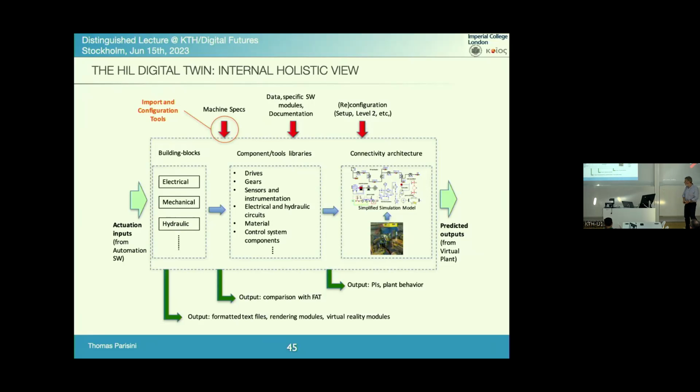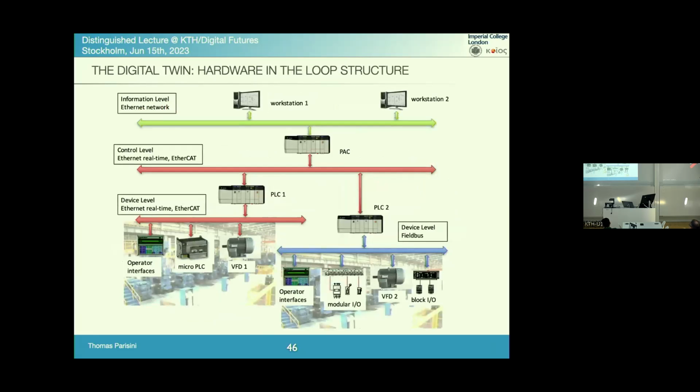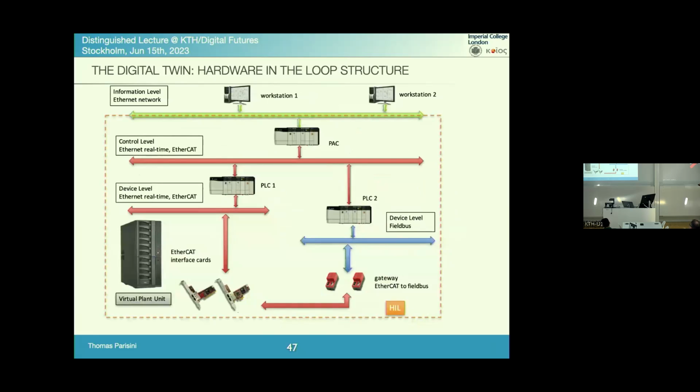This is the loop that works. And the outputs that you then get on a higher level of abstraction are, for example, a comparison with a factory acceptance test. Basically, this is the automation structure of a typical plant, where here you have the physical component, and your digital twin has to replace the physical part with some computers that are connected in real time and run your digital twin. I hope I gave you the big picture.